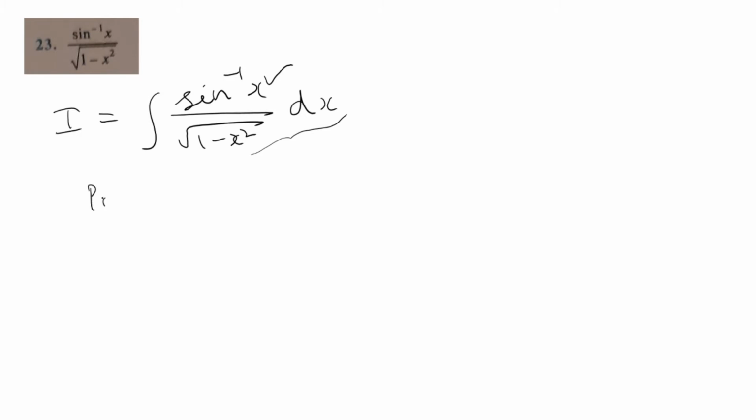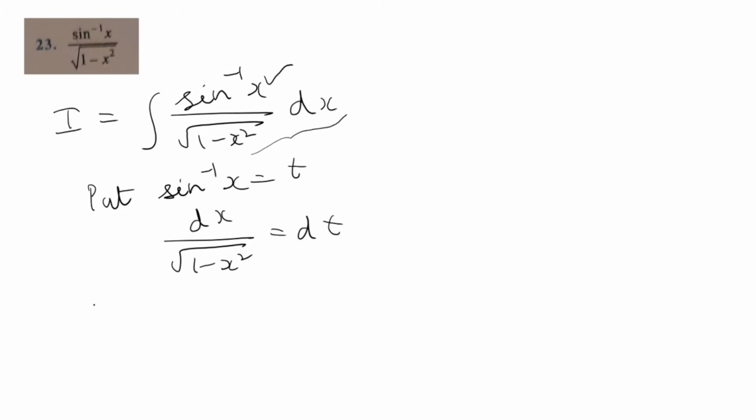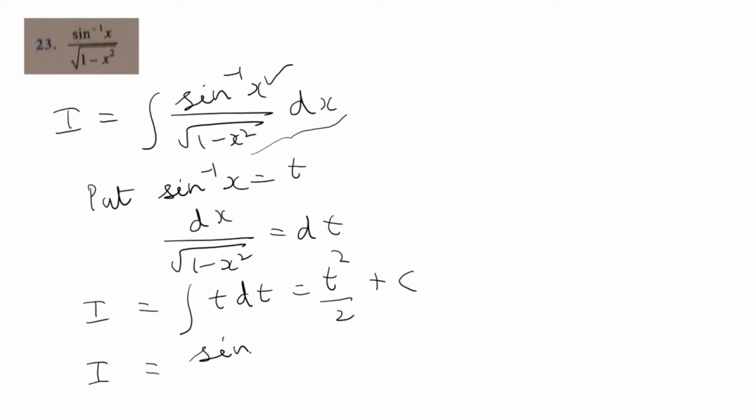So let us put sine inverse x is equal to t. Then dx by square root of 1 minus x square is equal to dt. Hence I is equal to integral t dt, that is equal to t square by 2 plus c. Now we can substitute t in terms of x. So we get I is equal to sine inverse x the whole square by 2 plus c. So that is with regard to the 23rd.